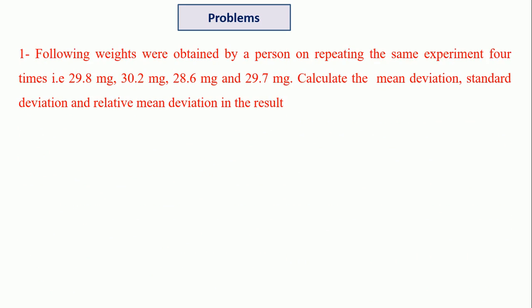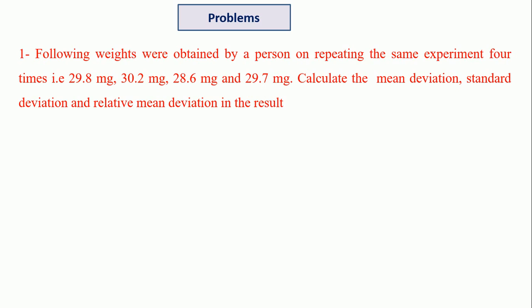See the problem. Following weights were obtained by a person on repeating the same experiment 4 times: 29.8 milligram, 30.2 milligram, 28.6 milligram and 29.7 milligram. Calculate the mean deviation, standard deviation and relative mean deviation in the result. So the person obtained the different readings, that is 29.8, 30.2, 28.6 and 29.7. Now calculate the mean deviation, standard deviation and relative mean deviation.